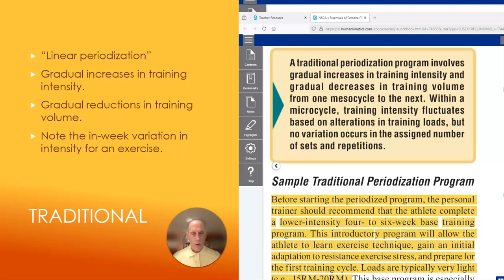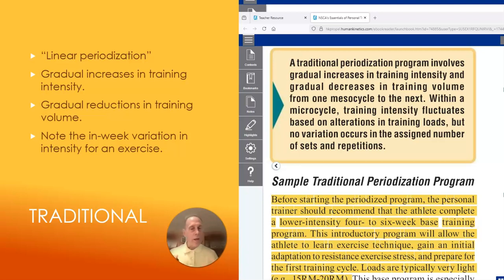All right, sample periodization program. Before starting a program, the personal trainer should recommend that the athlete complete a lower intensity 4 to 6 week base training program. Agree. This introductory program will allow the athlete to learn exercise technique, gain an initial adaptation to resistance training stress. Yes, I agree. And prepare for the first training cycle. I agree.